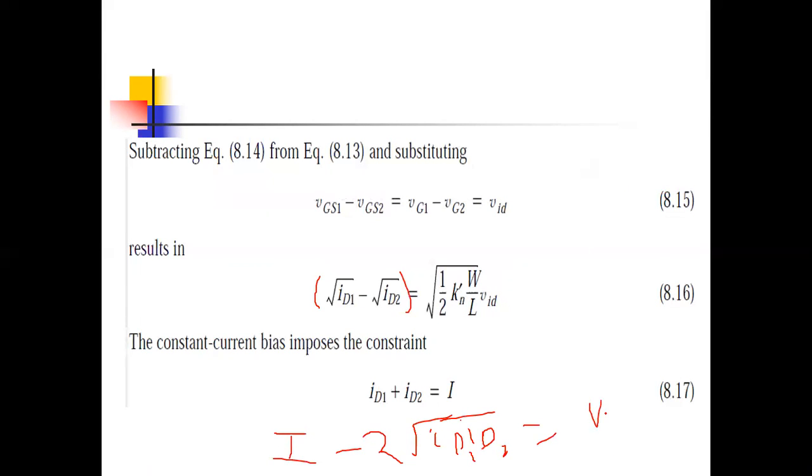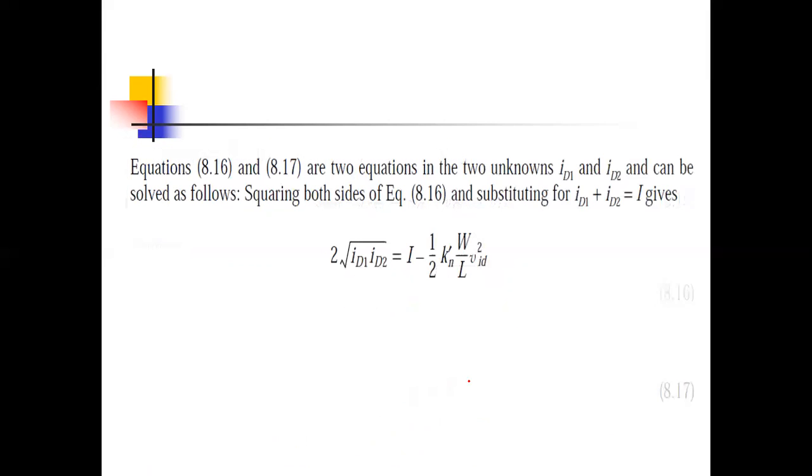So vid will be vid square, and same will be 1 upon 2 kn dash w by l. Okay. So we'll get this now. We'll move this to minus 2 root id1 id2 in the right side, and these terms to the left side. The equation becomes 2 under root id1 id2 equals to I minus half kn dash w by l vid square.